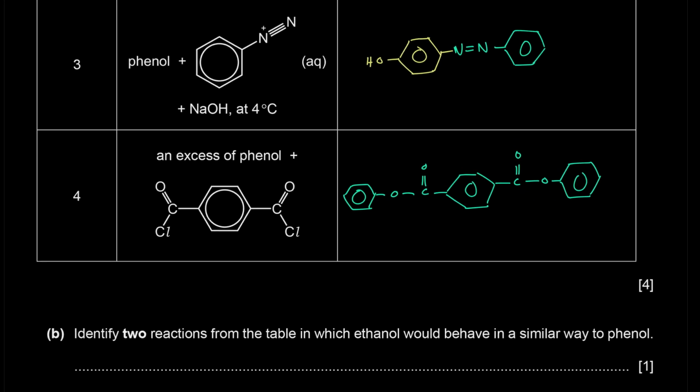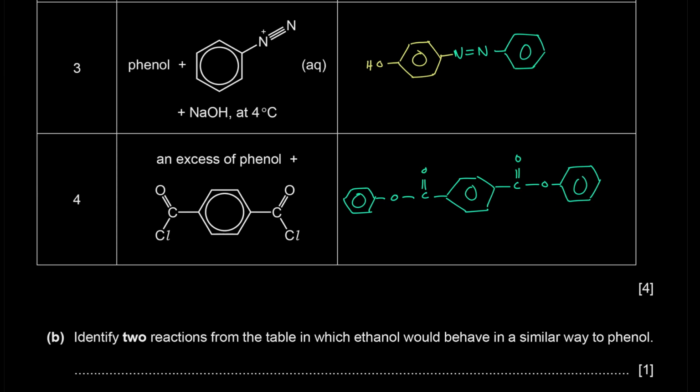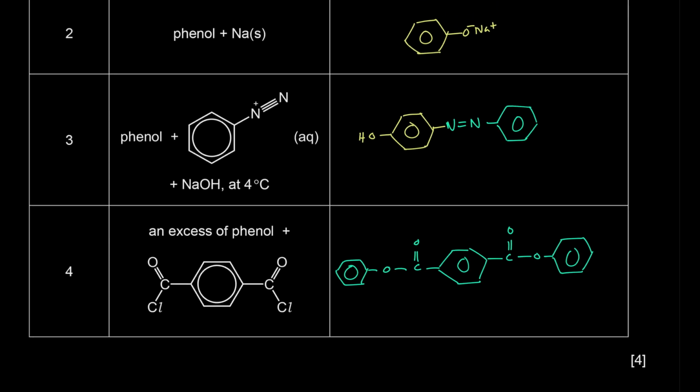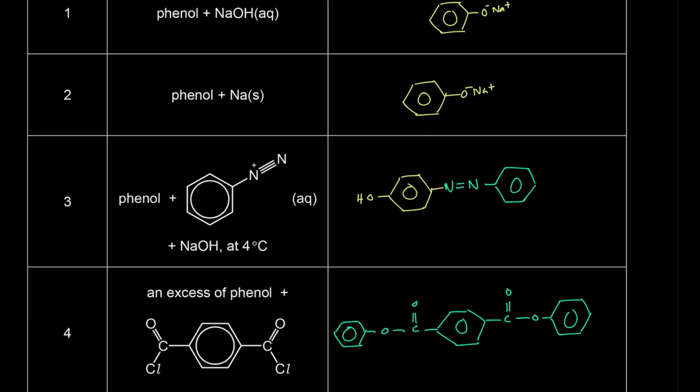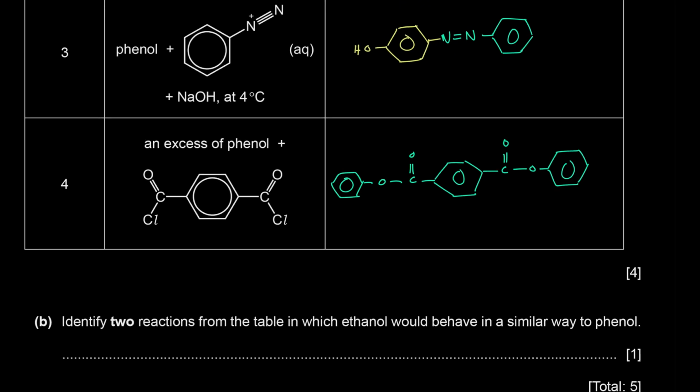Identify two reactions from the table in which ethanol would behave in a similar way to phenol. Ethanol has an OH group, so it will react with sodium, and ethanol can also form esters. So it will be 2 and 4. It won't react with NaOH, because ethanol is not acidic. And it obviously won't do a coupling reaction with the diazonium salt either. So the two reactions are reactions 2 and 4.